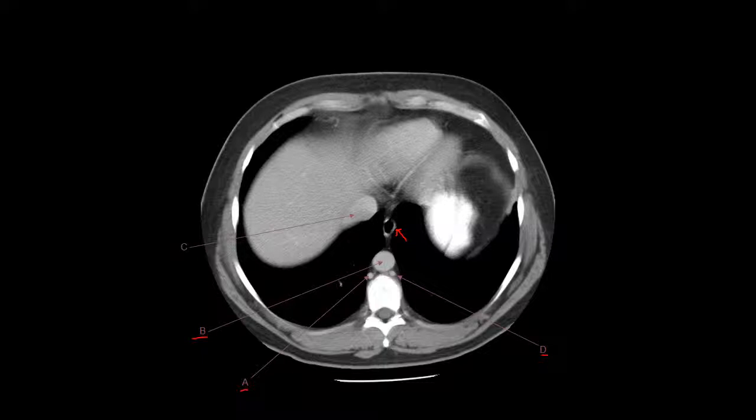They are nice and round. They have contrast in them, so they're probably vascular. And they're right behind the aorta on top of the vertebrae. And there's two of them, one on the right, one on the left. So that's your azygos vein and your hemiazygos vein, okay? Now C, what is C at?